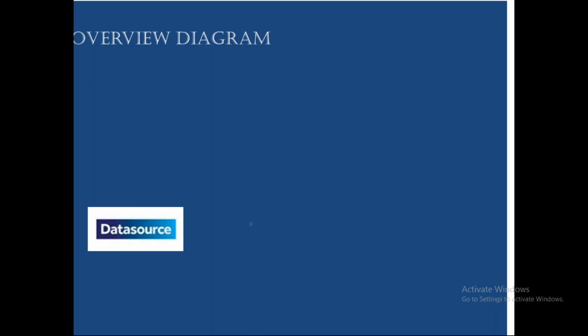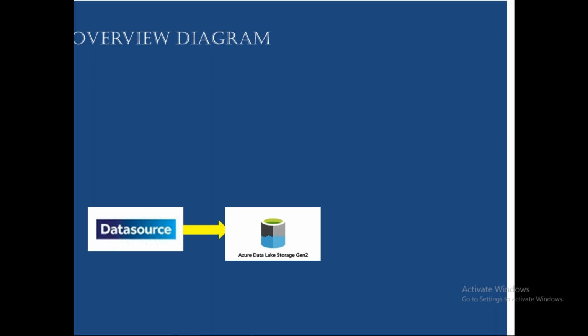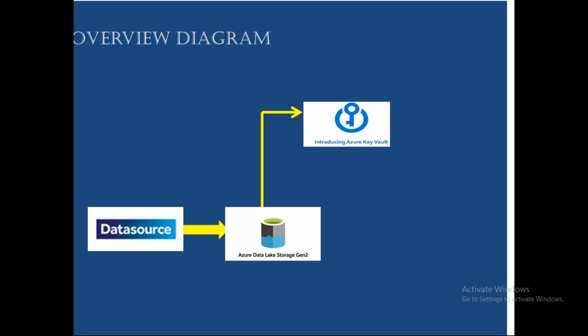Now let's go to data lake storage Gen2. So this is the data source. Here I have data lake storage Gen2. Okay, now my data will be there in data lake storage Gen2. This is my Azure keyvault. For data lake storage Gen2 also, you will get a key. This key I will store in the keyvault, right?